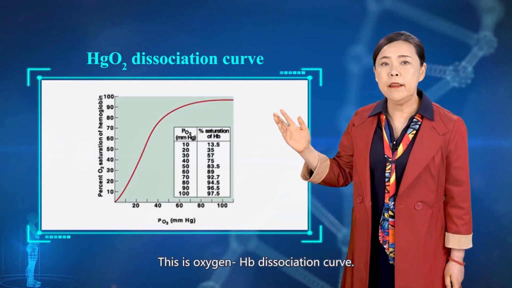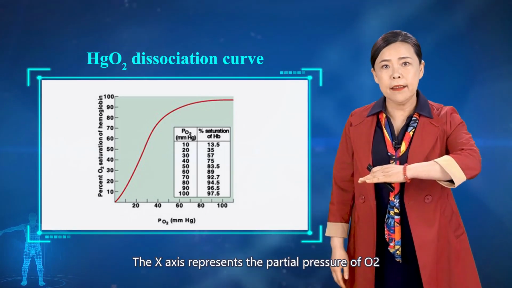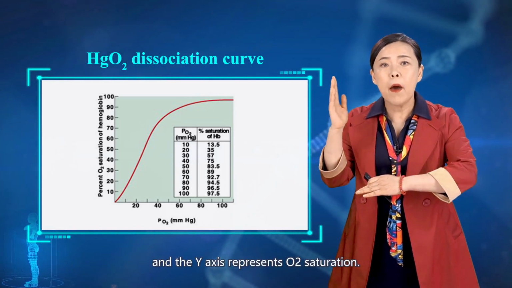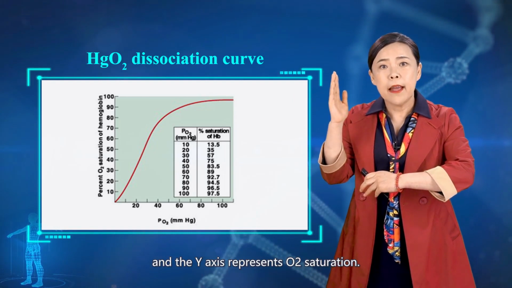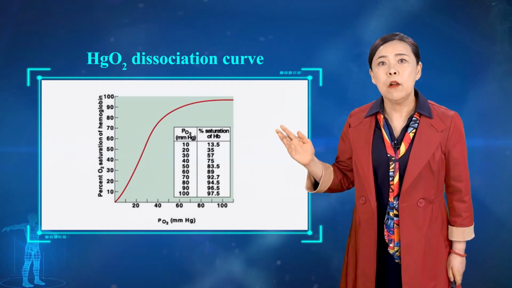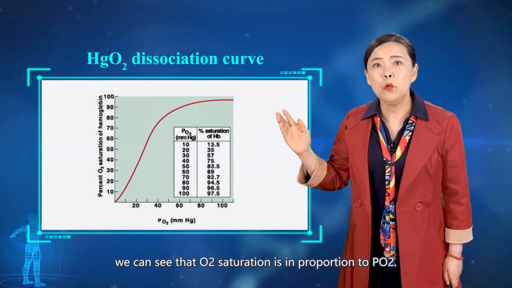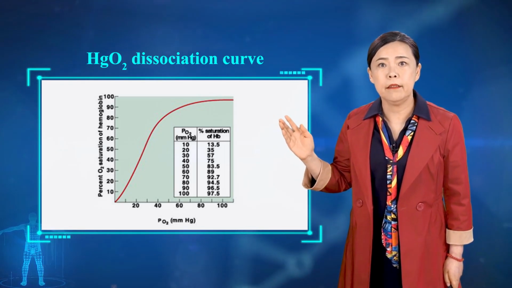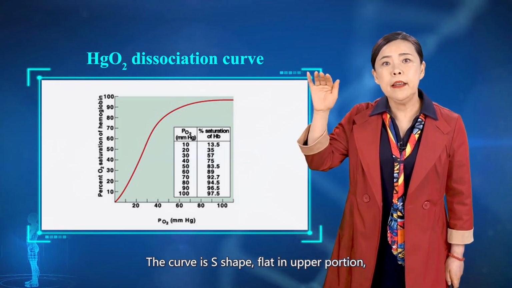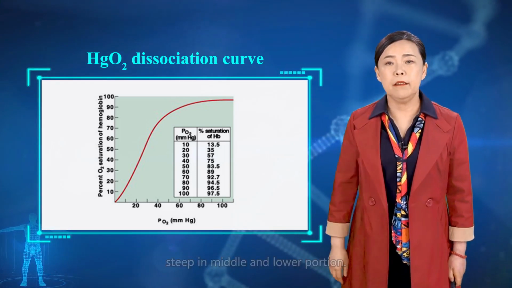This is the oxyhemoglobin dissociation curve. The x-axis represents the partial pressure of oxygen, and the y-axis represents oxygen saturation. From the curve, we can see that oxygen saturation is proportional to the partial pressure of oxygen. The curve is S-shaped, flat in the upper portion, steep in the middle and lower portion.